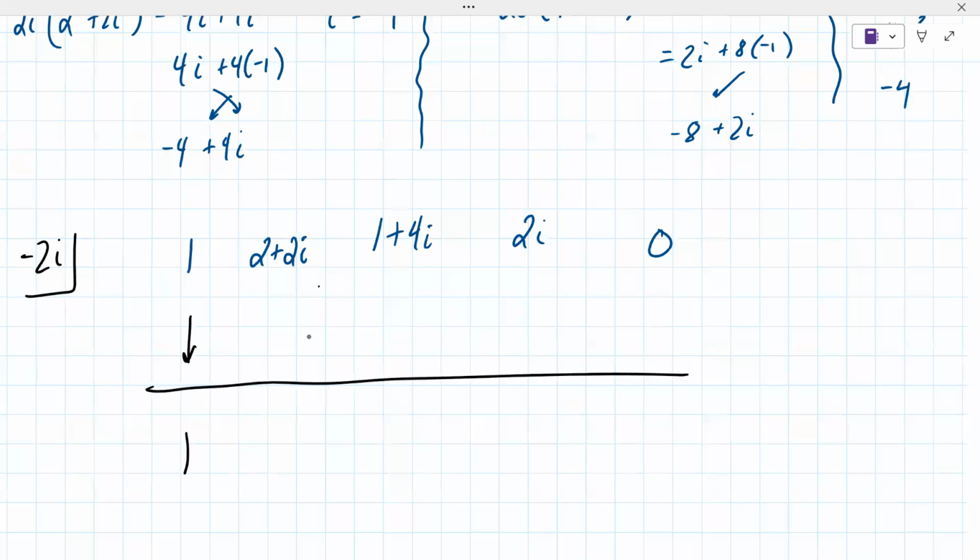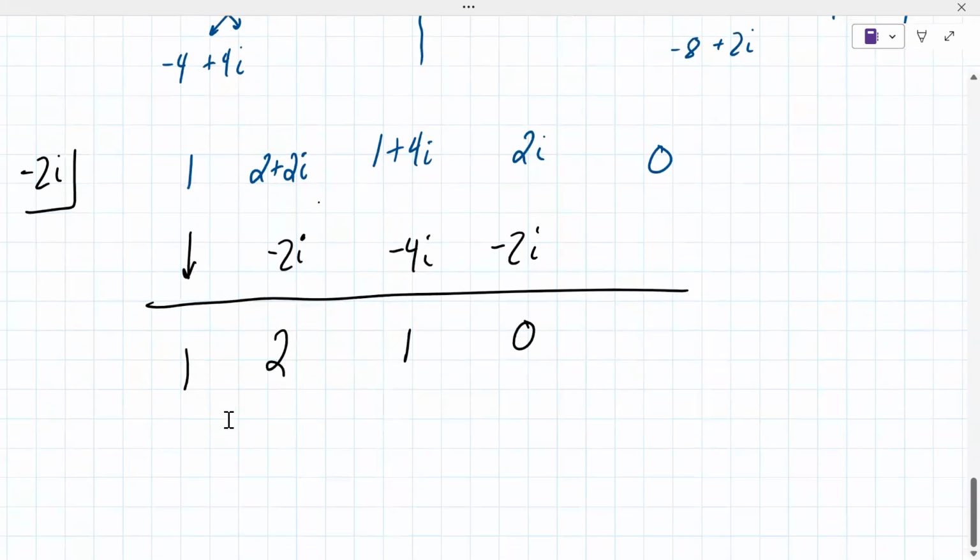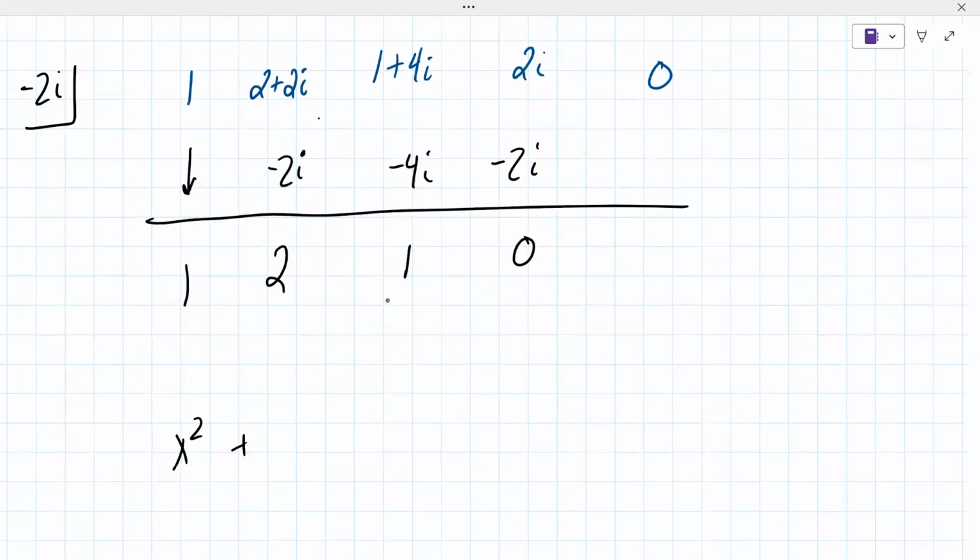So you still bring the 1 down, and then when you multiply by -2i, you get -2i. So when you add them up, you get just 2, which is good. 2 times -2i is -4i, which becomes just the 1. 1 times -2i is -2i, which gets you to 0. And notice very nicely that there are no more i's. All right, so this is x squared plus 2x plus 1.